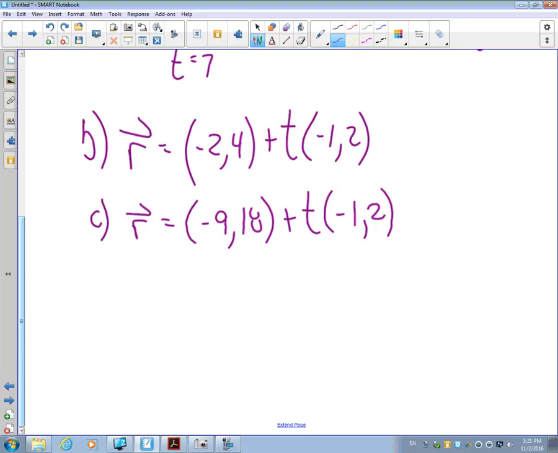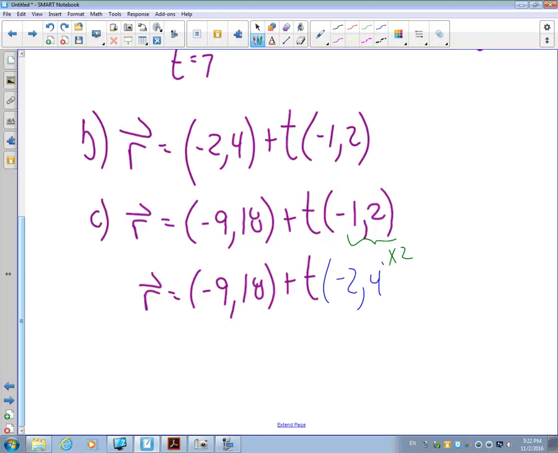If you didn't like that option, you could pick something else. You could say, well, I can use the point negative 9 and 18 and use a different version of the direction line. What does that mean, different version? Pick a scalar multiple. So that happens if I times this by 2, I'd end up with negative 2 and 4. Okay? Different version, same line.